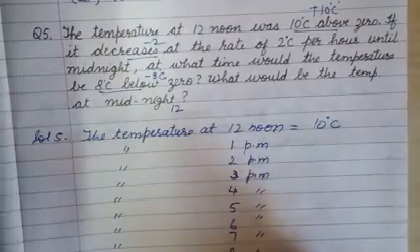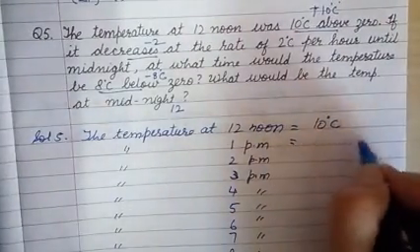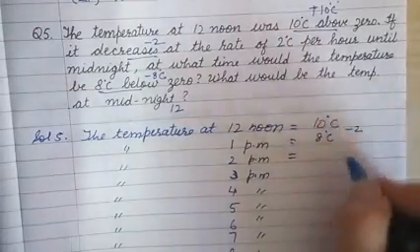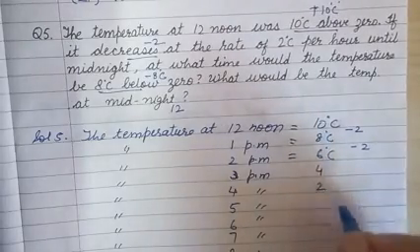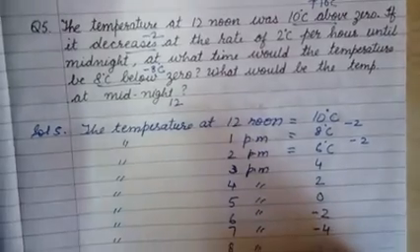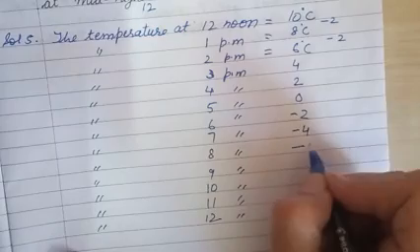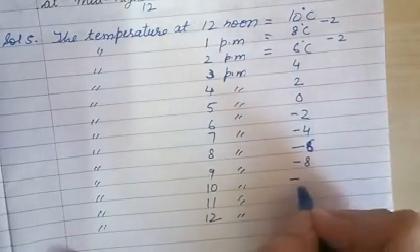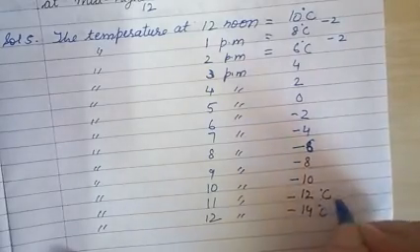Temperature is decreasing. Every hour the decrease is 2 degrees Celsius. So if I subtract 2 here, 8 will come. Then again subtracting 2, 6, 4. Then again subtracting 2, 0, -2, -4, -6, -8, -10, -12, -14 degrees Celsius.